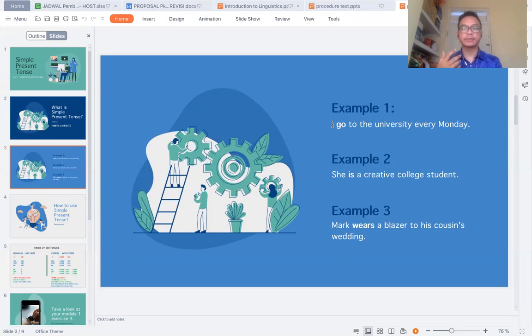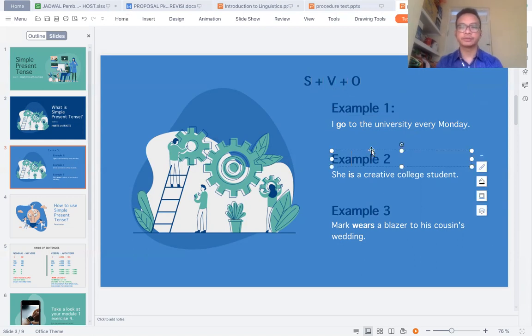Present tense itu apa? Berarti subject plus verb plus object. Di sini simple sekali, konteksnya seperti ini saja. Subject plus verb plus object. Di sini mana subjeknya? Subjeknya adalah I, yaitu saya. And then the verb would be go, and then the object is the university over here. Easy, right?